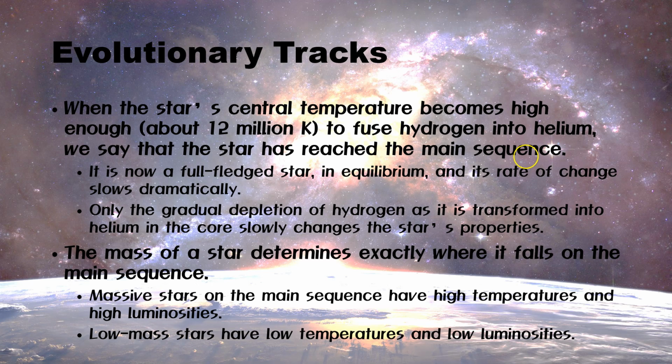Now, the mass of a star determines exactly where it falls on the main sequence. As we saw, we had a couple different options there. For example, we had a 1 solar mass, a 3 solar mass, a 10 solar mass. Massive stars on the main sequence, we're going to see, have very high temperatures and very high luminosities. Again, that's what we saw on that track. Whereas with the lower mass stars, we saw that their temperature was much lower, and they therefore had a much lower luminosity.